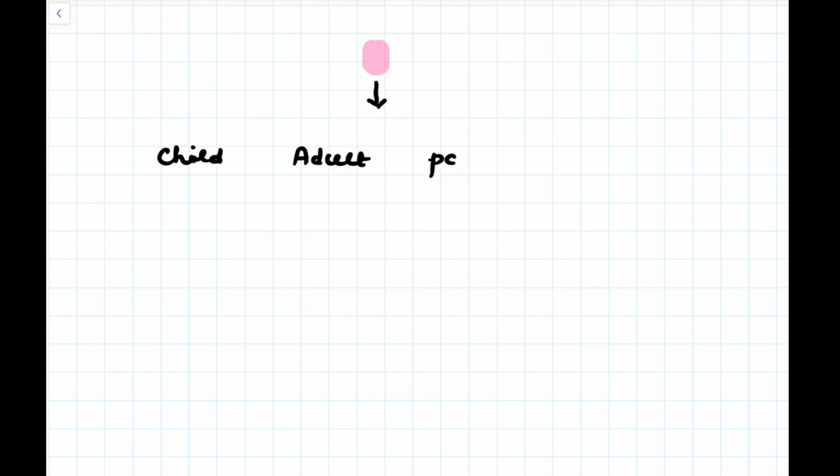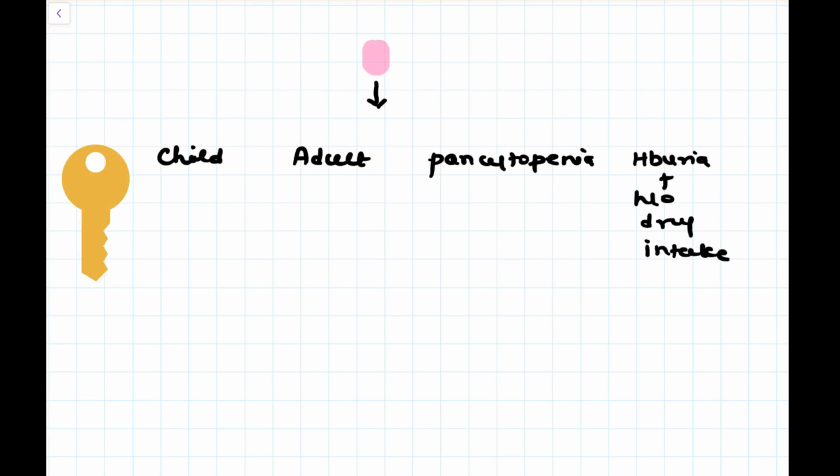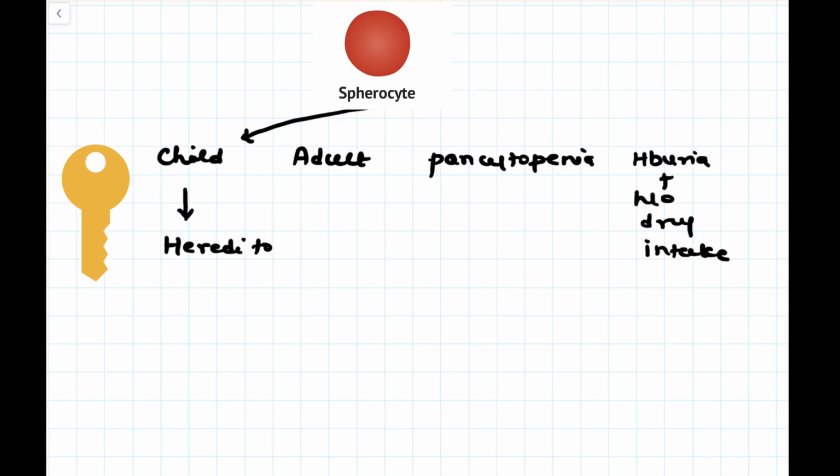There can be an adult with pancytopenia and spherocyte. There can be an adult who is having hemoglobinuria and history of drug intake. 4 different key points can be there in the question. If you have spherocyte in a child, most probably you are dealing with hereditary spherocytosis. Hereditary spherocytosis is a congenital anemia present mostly in childhood.